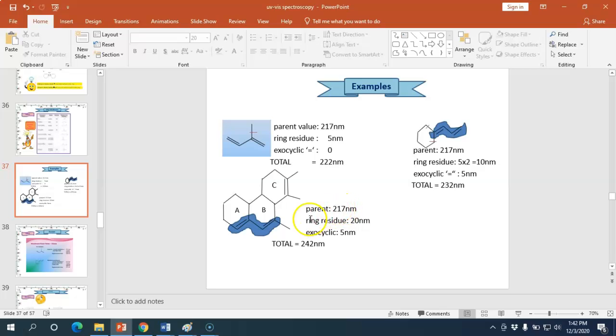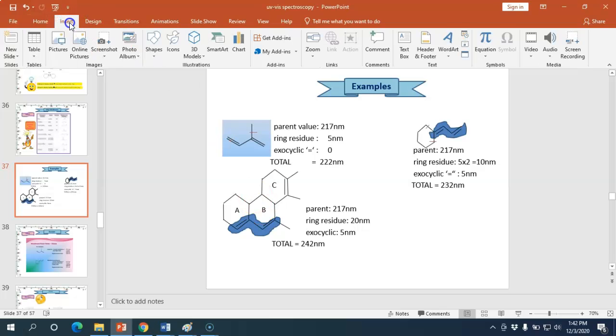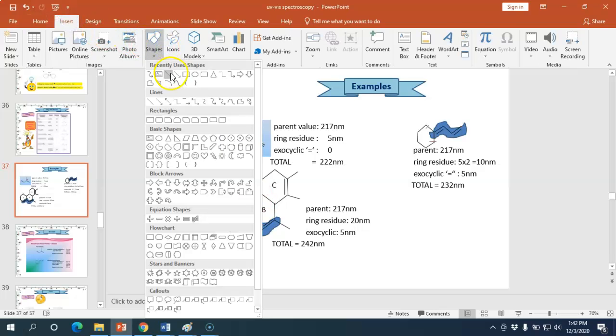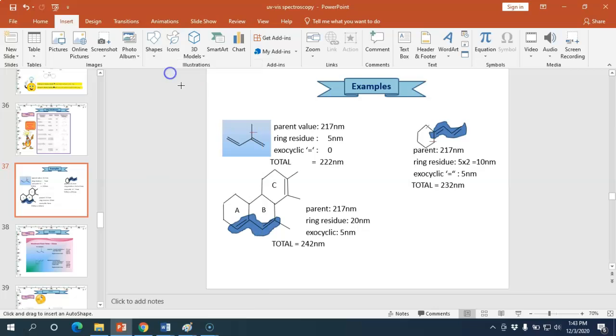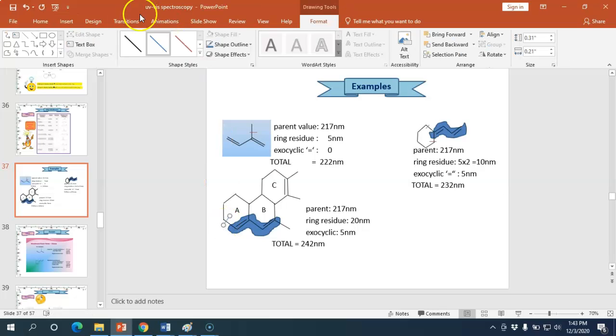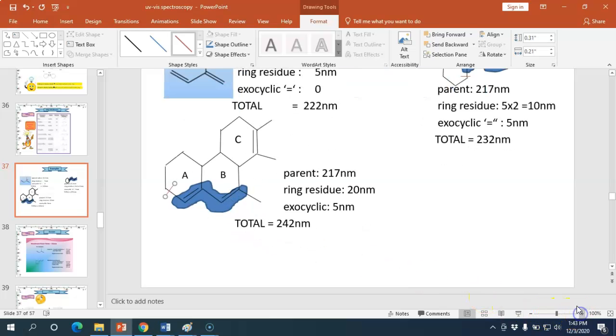Next, determine the ring residue. The ring residue is first located here. At the front of the loop you draw, you can determine the ring residue first here. The second ring residue is right here. Okay, and the third one is right here.